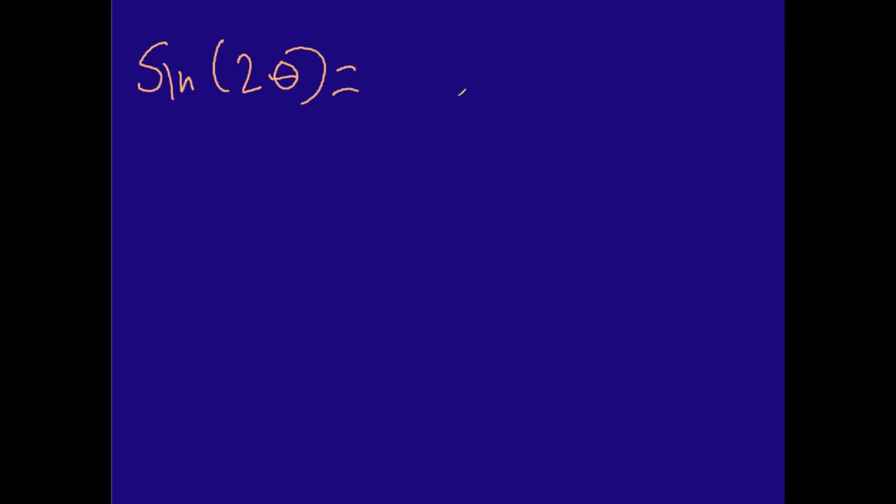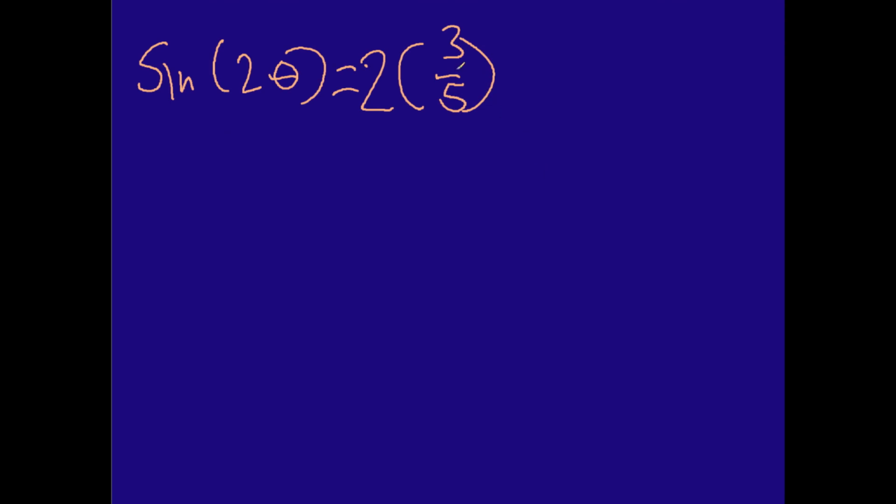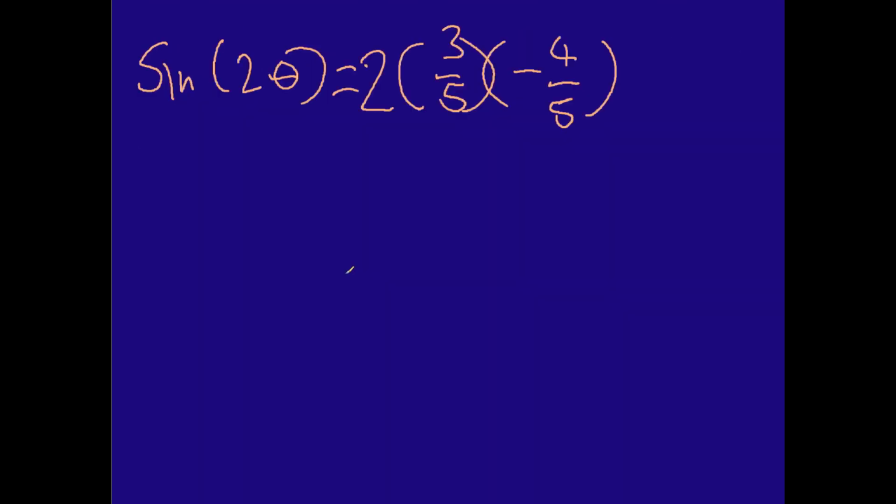Sine 2 theta: here we got 2, then we got 3 over 5. Where did I get the 3 over 5? Well, remember SOHCAHTOA. Since we're trying to figure out this angle right here, sine is opposite over hypotenuse, so 3 over 5. That's how I got this value inside the parentheses. Then for the cosine value, it's negative 4 over 5. How did I get that? If you go back here, you can see we have the negative 4 right here, because cosine is adjacent over hypotenuse, so negative 4 over 5.